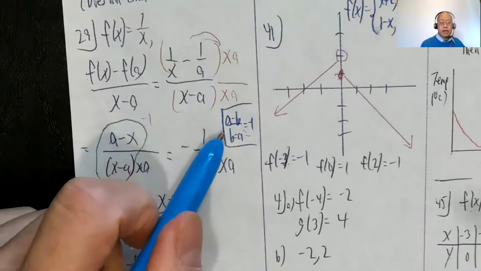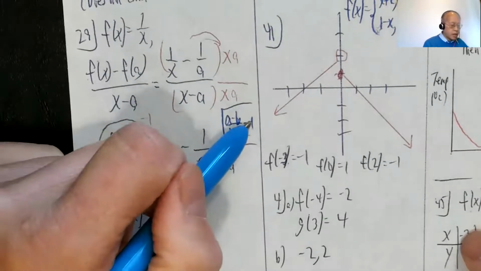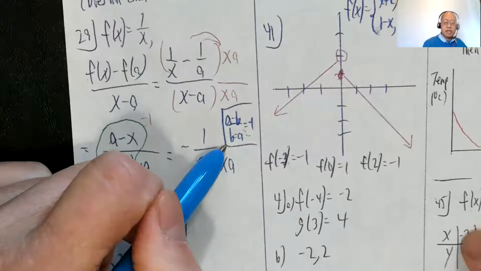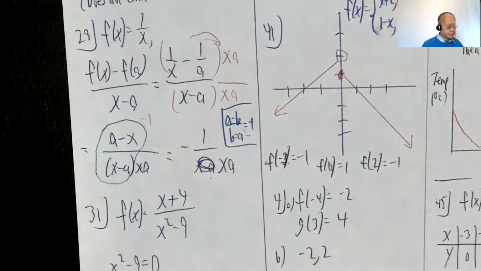Okay, and a side note you might recall from algebra, anytime you have a minus b over b minus a, that's equal to negative 1.